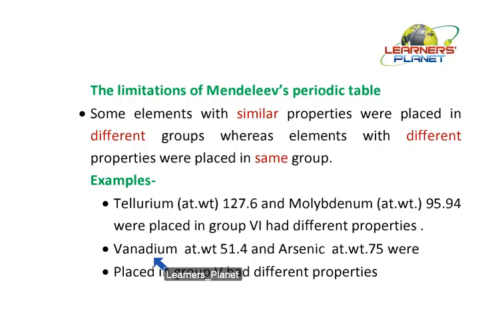Likewise, vanadium is also a transition element, a d block element, whereas arsenic is a non-metal. In the 5th group there are nitrogen, phosphorus, arsenic, antimony and bismuth. So these are the elements of the 5th group. These two again had different properties, yet they were placed in group 5. Now, let's see a few more limitations.